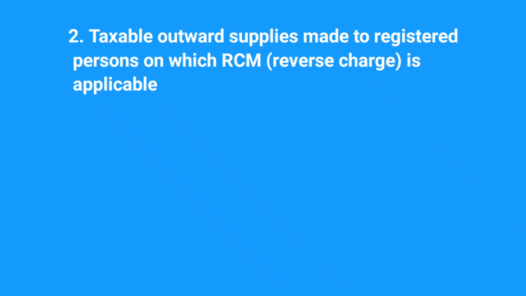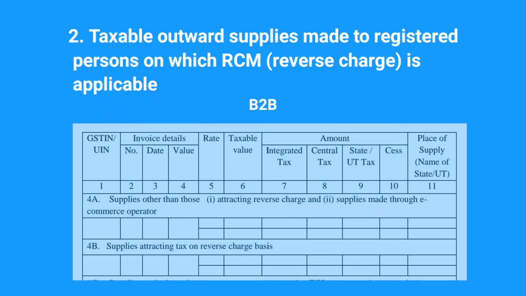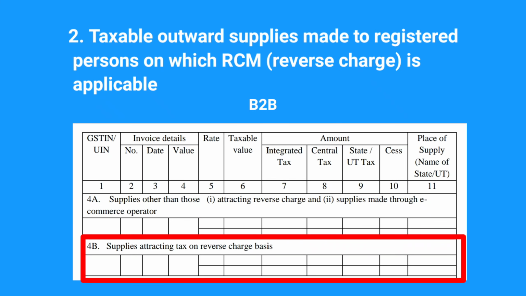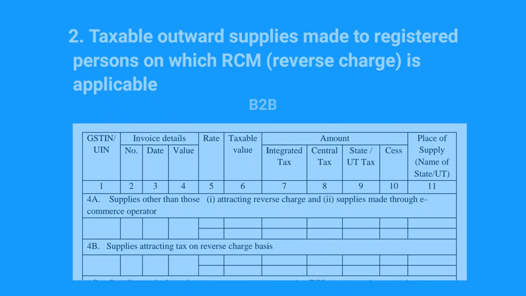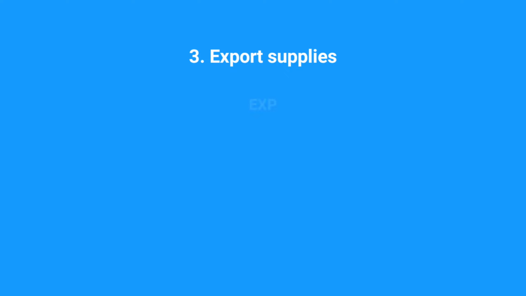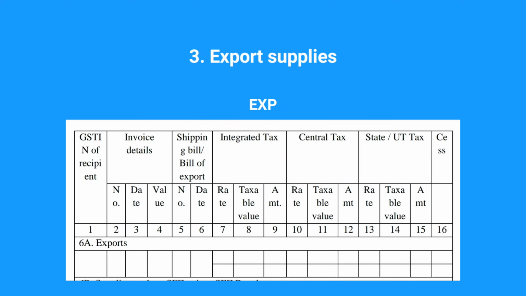Second, taxable outward supplies made to registered persons on which reverse charge is applicable. The nature of invoice is B2B and table 4B of GSTR1 gets auto-populated with these details, which is supplies attracting tax on reverse charge basis. Third, export supplies. The invoice code will be EXP. Table 6A of GSTR1, that is exports, gets auto-populated with these details.